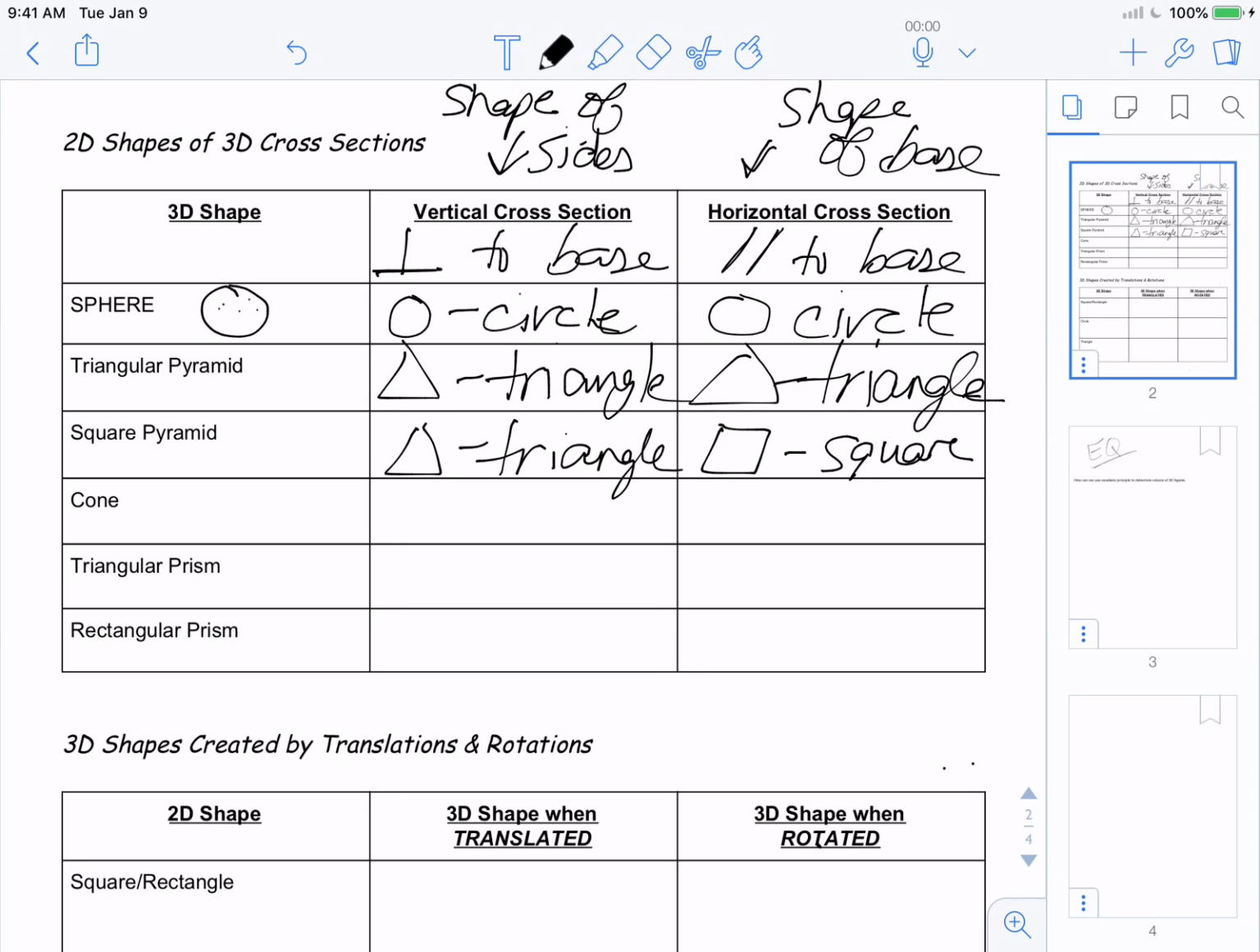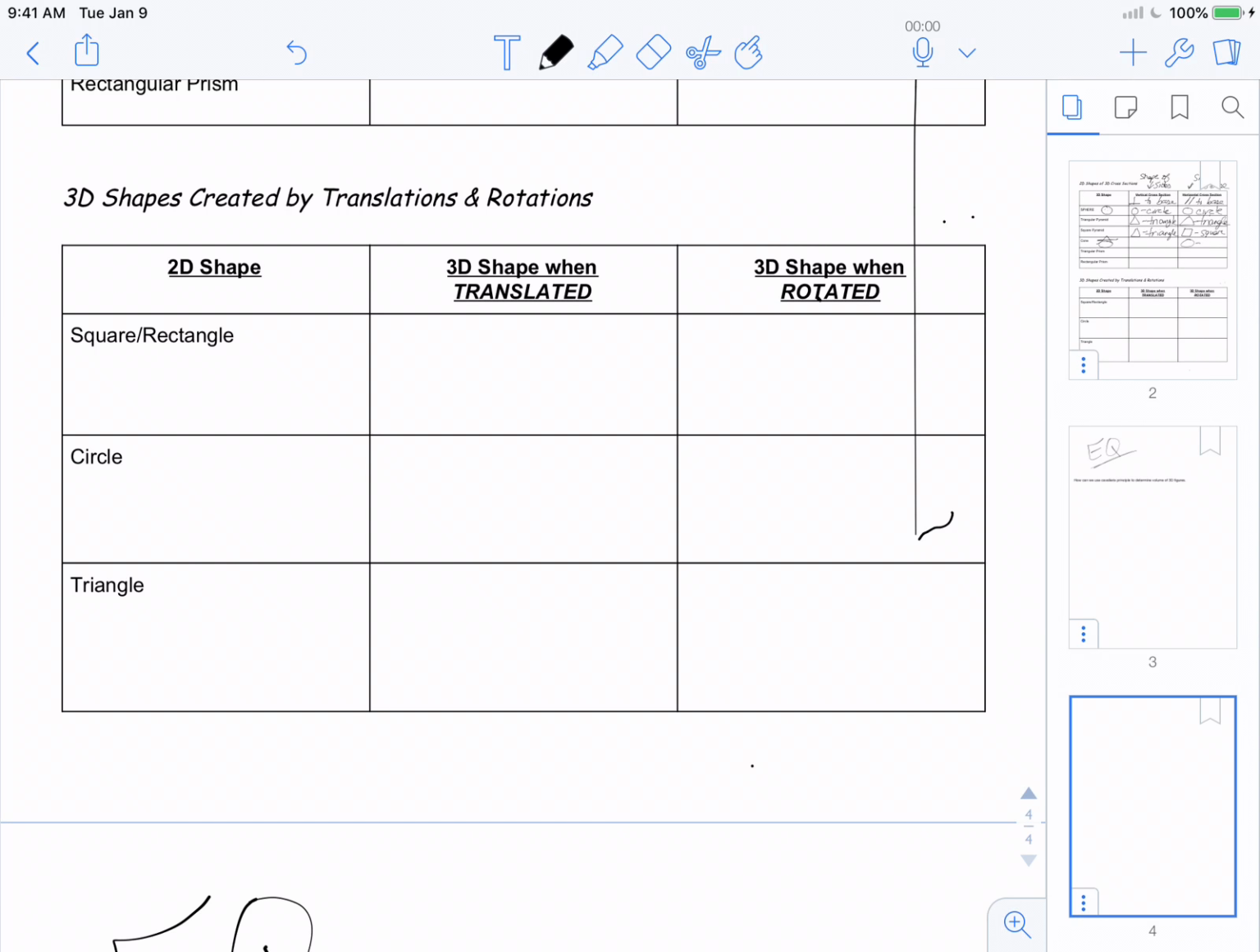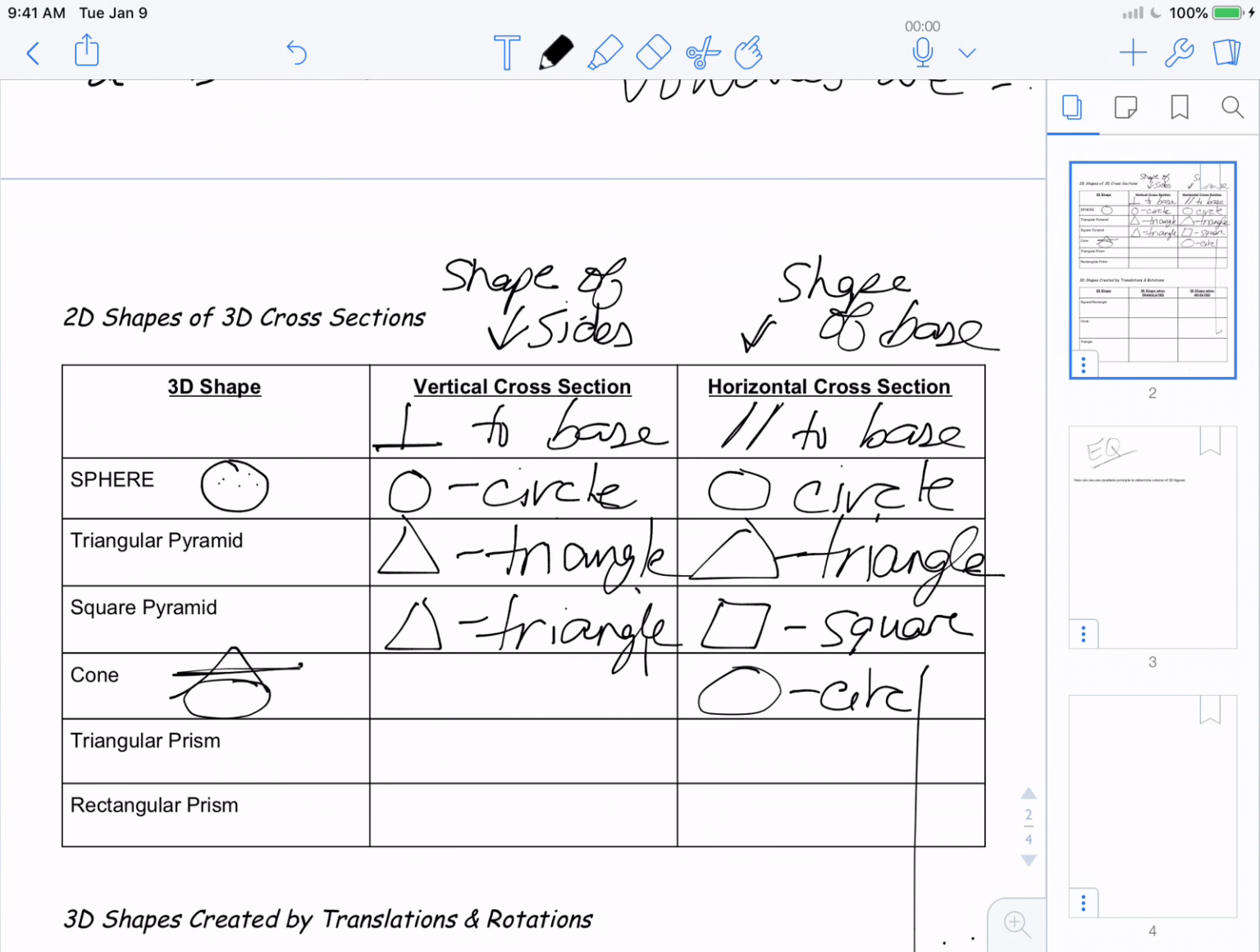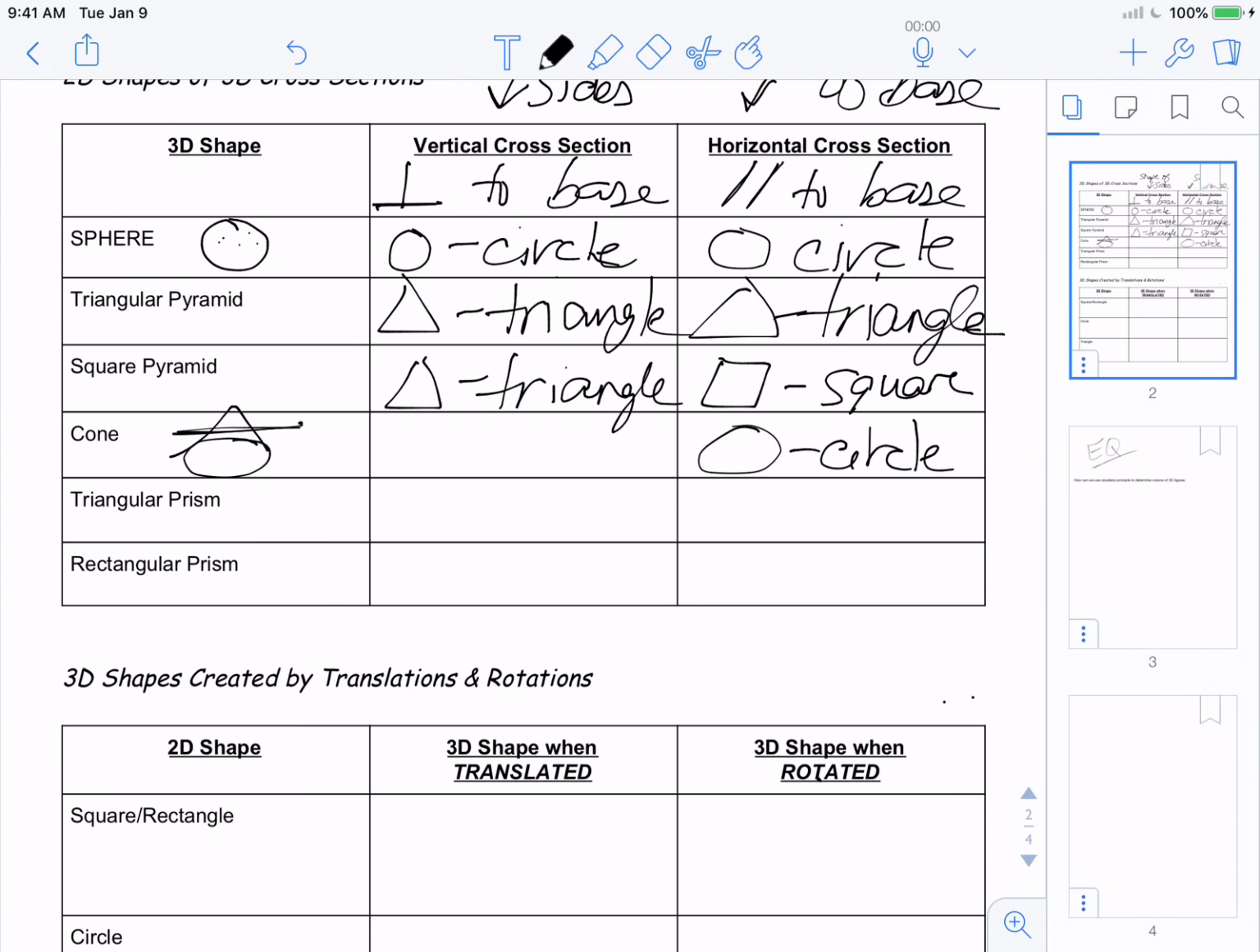All right, so a cone. That's a rough drawing of a cone. I know that if I cut it parallel to the base, if I slice through it that way, I'm going to get a circle because that's still the base. And then if I cut it straight up and down, again, I'm going to get a triangle.